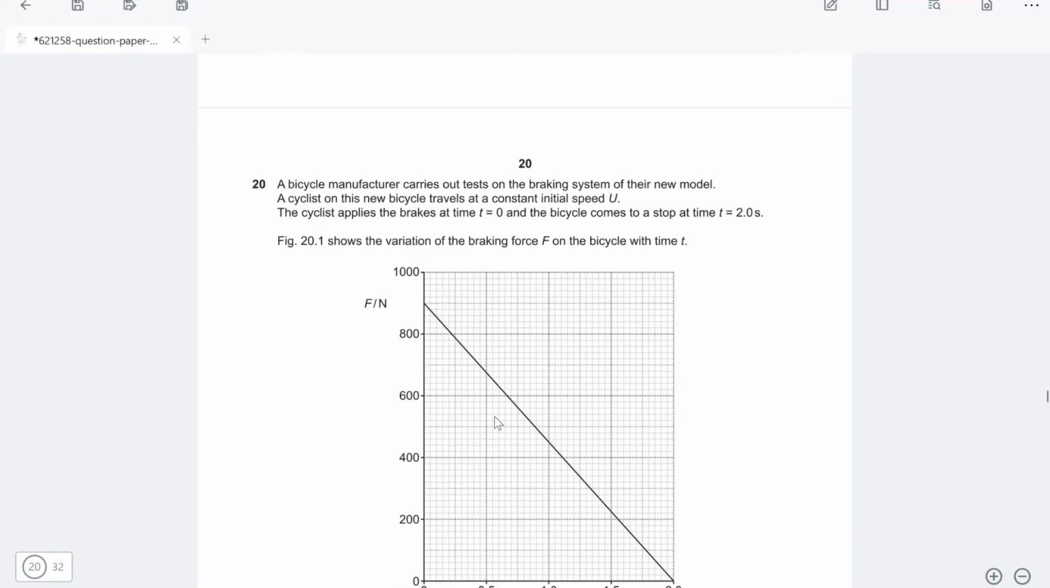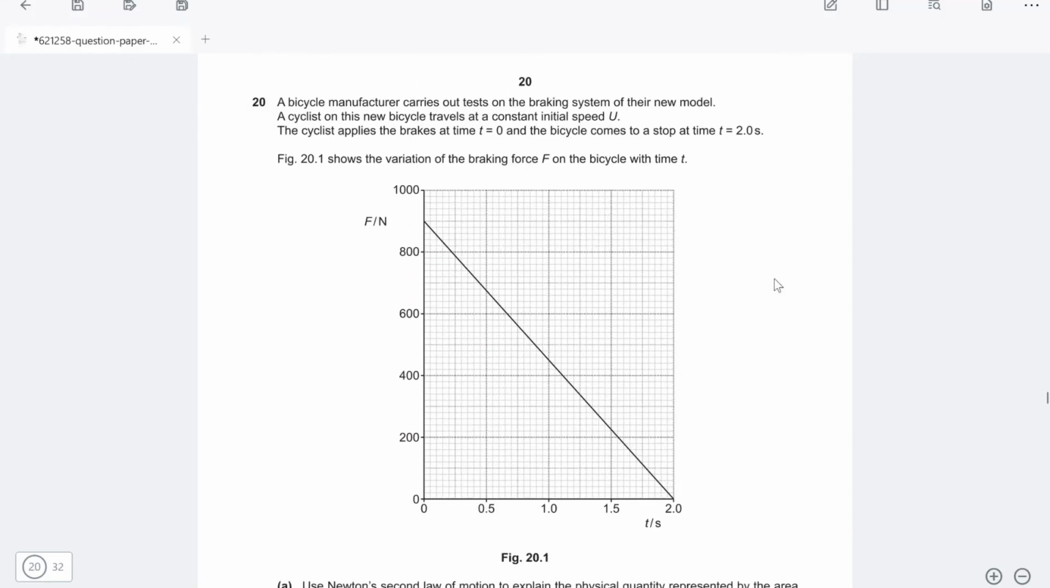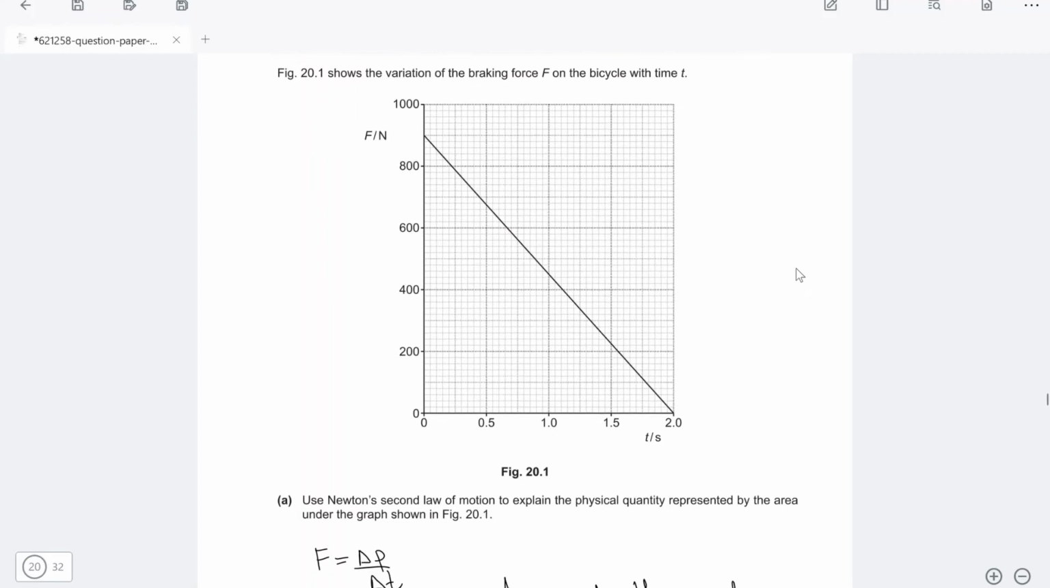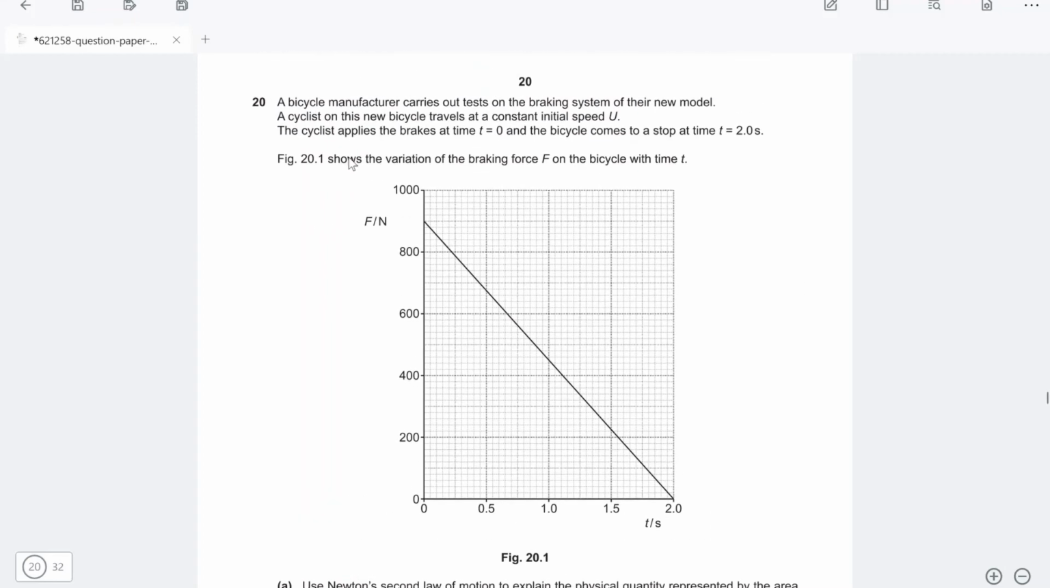Right, on to the next question. So question 20, we have a graph of the force acting on a decelerating bicycle against the time t.